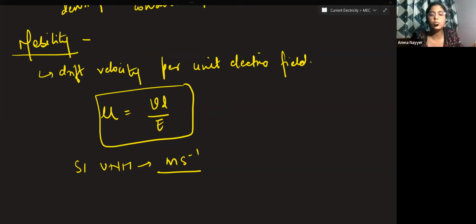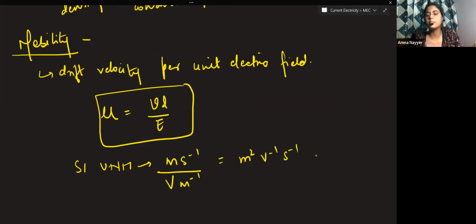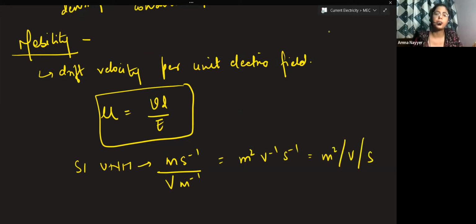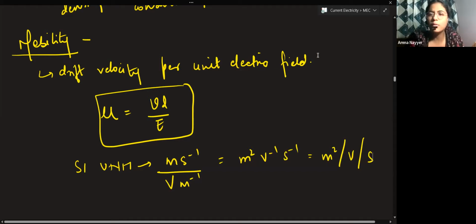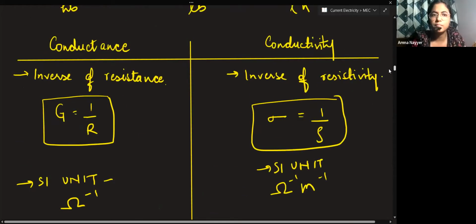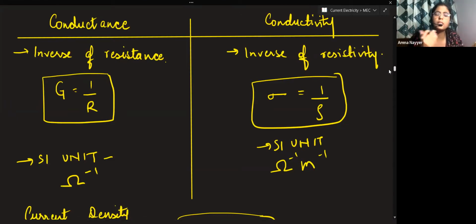Volt is what? This is volt per meter. So this becomes meter square volt inverse, second inverse. Or this can be written as meter square per volt per second. All right, so these are four small topics that you should remember, that can come in your theory questions as well as direct formula based questions. So note this down as well, and if you have any question from the whole chapter, ask me. Look once into your notes, and if you're having any doubt, just ask me.